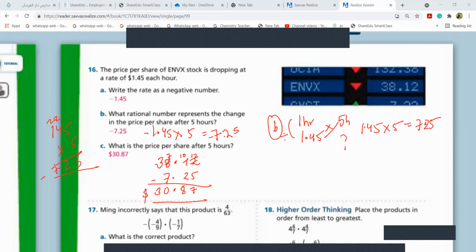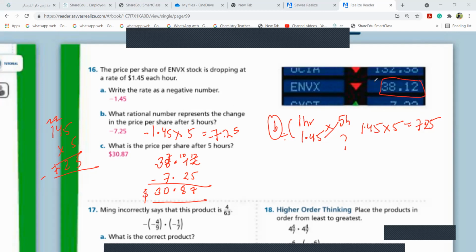See, this is the rational number I got. But now they ask you what is the price. Here they asked what rational number represents the change in the price. The change was so much. But of course, from the total, if I subtract the change, I will get the actual price. This was the price and the drop was $7. So I subtract $7 from this.